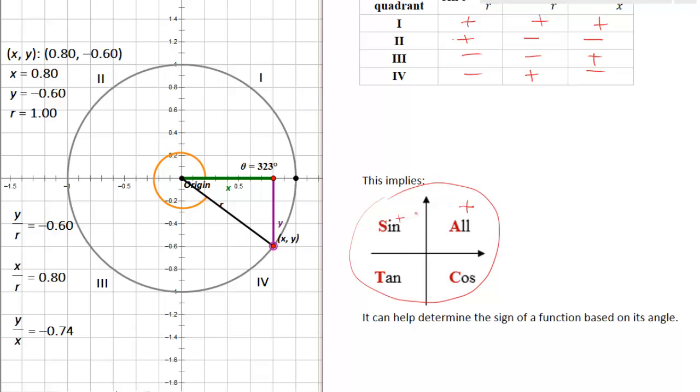Only sine will be positive here, others will be negative. Only tan will be positive here, others will be negative. Only cos will be positive here, and others will be negative. And this is really helpful to determine the sign of a function based on its angle. So eventually, when you see that an angle, say, lands in the third quadrant, you will know that the tangent of it will be positive, but the other ratios will be negative.